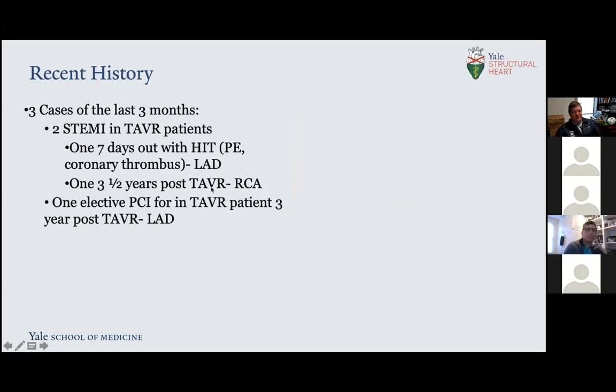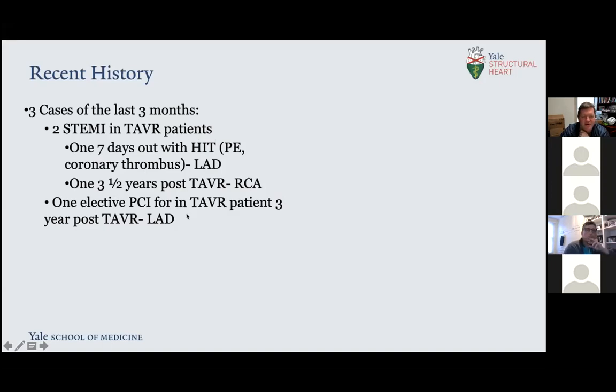When I first gave this talk, there were 3 cases in the last 2 weeks. They all seem to occur next to each other. 2 of them were STEMIs in TAVR patients. One was a patient 7 days out who ended up with HIT, had a PE and a coronary thrombus in the LAD. One was 3.5 years out, who had an acute plaque rupture in the RCA.